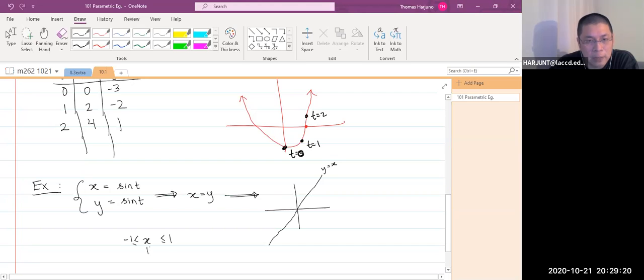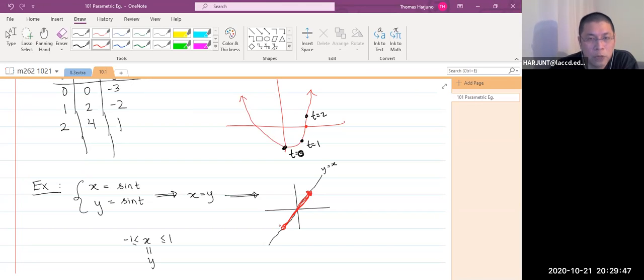At the same time, we know x equals y. So in reality, the graph will only be this segment. So when you do parametric elimination, you eliminate the parameter, and the resulting graph contains the actual graph. You need to then go deeper and see the domain or the range of the function you eliminated.